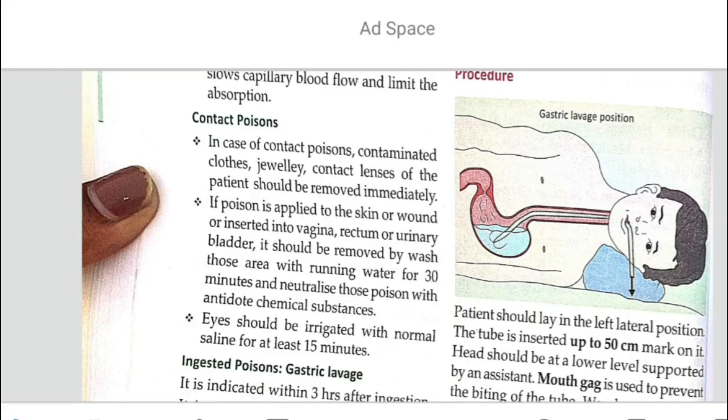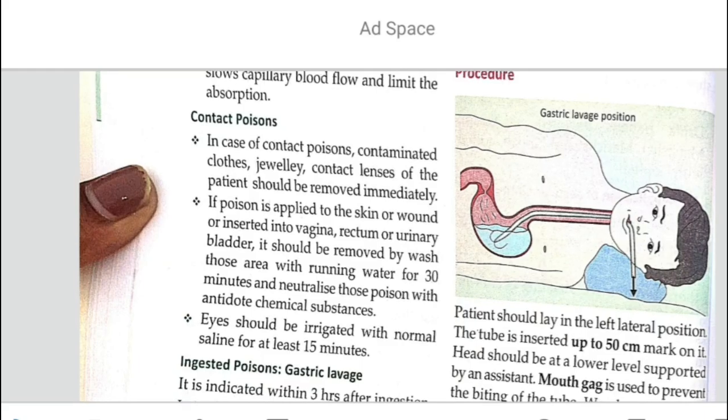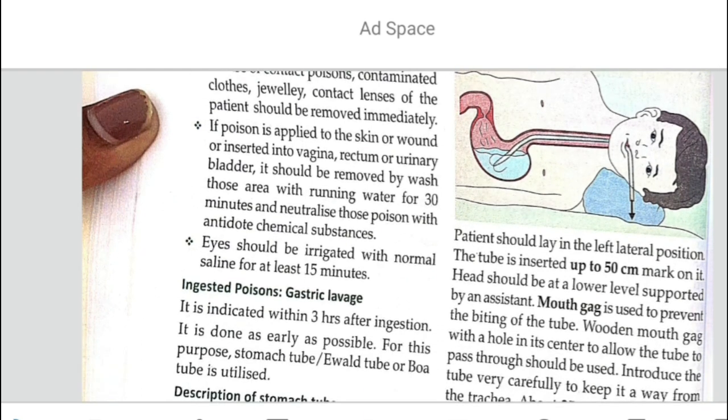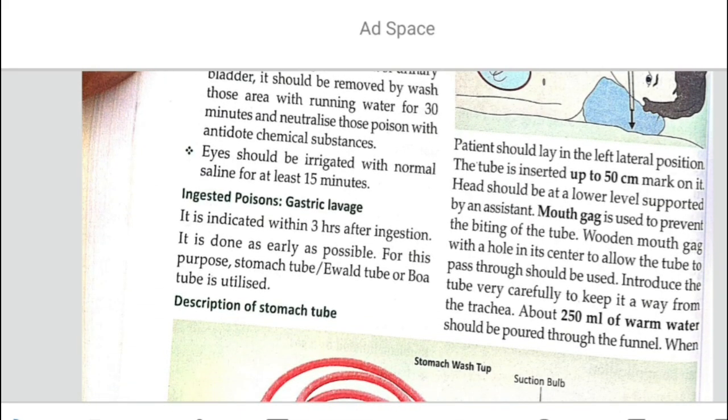Contact poison. In case of contact poisons, the contaminated clothes, jewelry, and contact lenses of the patient should be removed immediately. If poison is applied to the skin or wound or inserted in the vagina, rectum, or urinary bladder, it should be removed by washing those areas with running water for 30 minutes and neutralized with antidote chemical substances. Eyes should be irrigated with normal saline for at least 15 minutes.